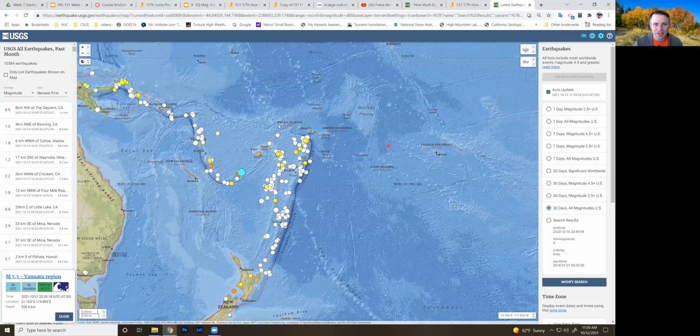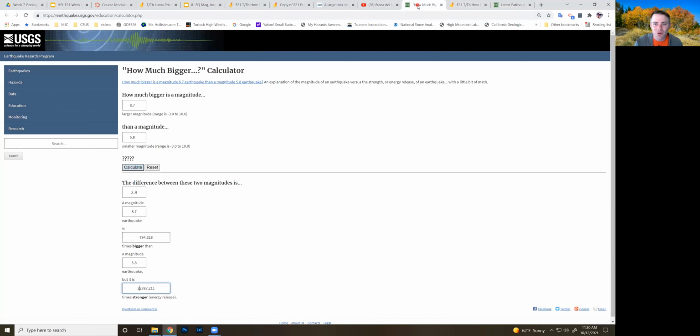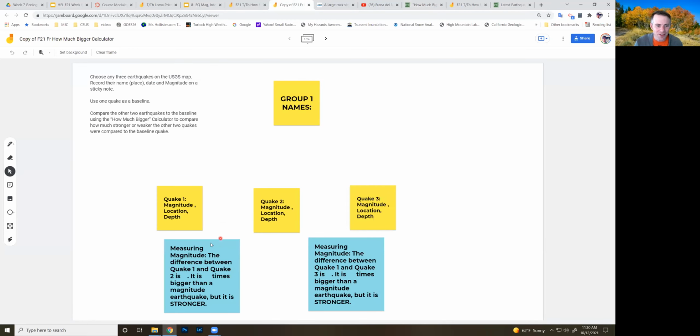But what you're going to do is just click on that link within your small group, choose 3 different earthquakes, and then go to the earthquake calculator, type in each of those magnitudes, and tell me on your Jamboard here, where's the quake location? So what's its latitude, longitude, and depth? And you don't have to type all of that.